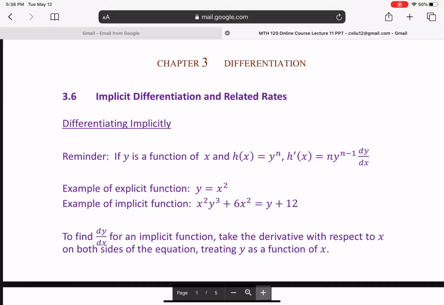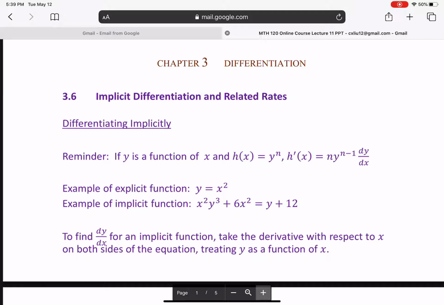Hello, we're going to talk about 3.6 implicit differentiation and the related rates today. We're going to start from implicit differentiation, or differentiating implicitly. Let me just remind you the chain rule first.